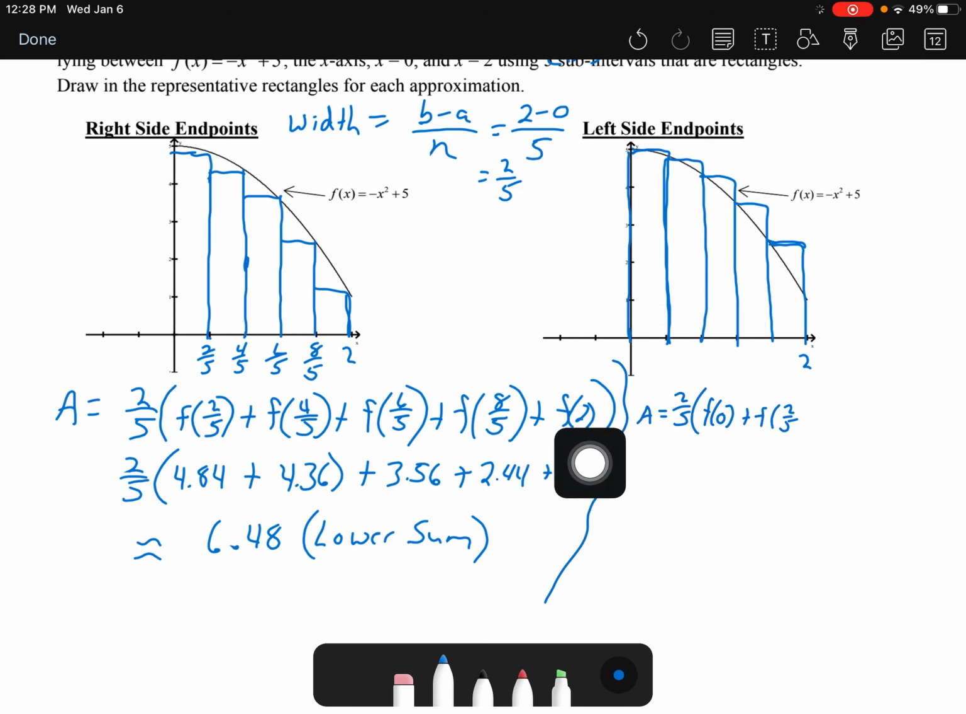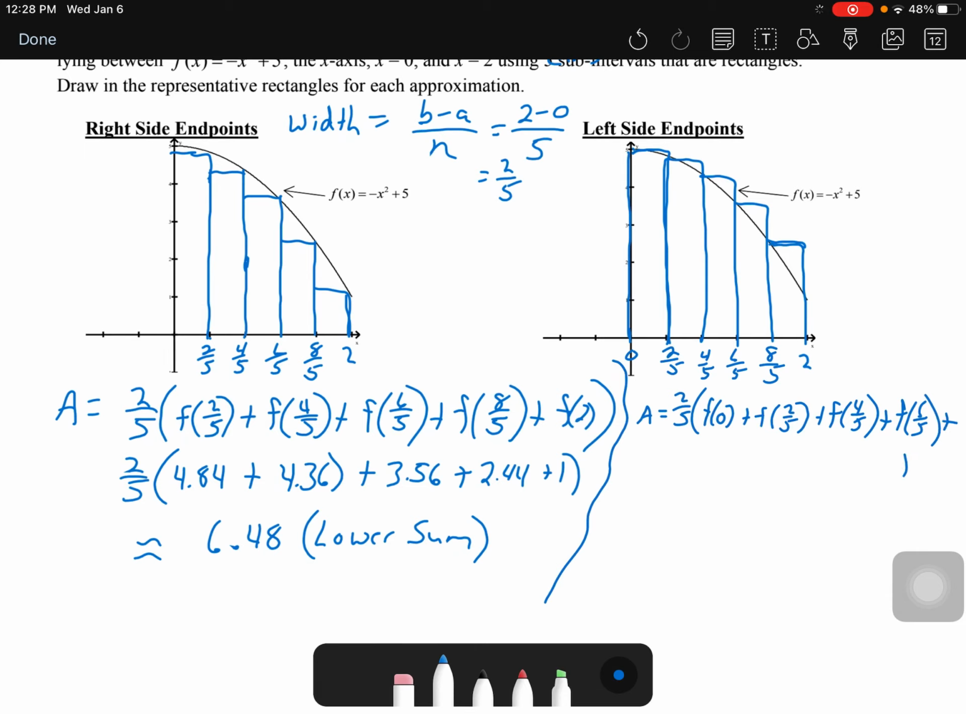And that's why they're kind of staggered, right? In this one, I went from 2/5 to 2. But in this one, I'm actually starting at 0. I'm starting with my first height at 0 right there, and then 2/5, 4/5, 6/5, 8/5, and that's my last height, of my last rectangle, at 8/5, so that's why I'm going to stop there. And then f of 4/5, f of 6/5, and the last one is f of 8/5.